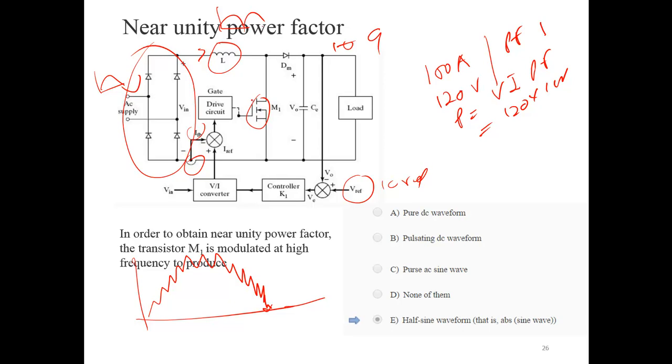To obtain a unity power factor, the transistor is modulated at high frequency to produce a half sine wave, that is, the absolute value of a sine wave, so that the input side of the rectifier sees a sine wave. If you have the absolute value of sine omega t, that will be a half sine wave. That's basically the answer. You want to make sure you are modulating a half sine wave.